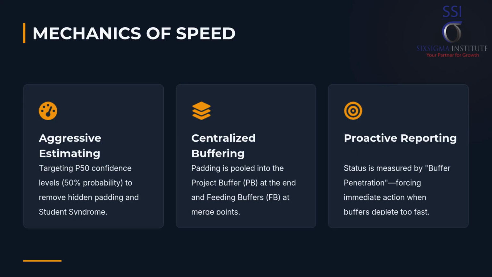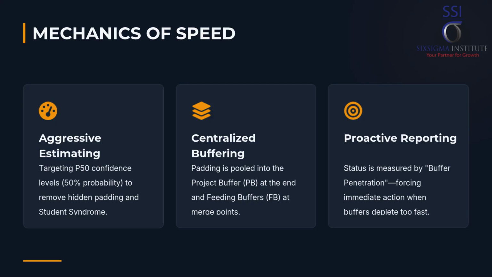Centralized buffering. The safety buffers removed from individual tasks are pulled together and placed strategically at critical points in the project schedule. Project buffer: placed at the very end of the critical chain to protect the final project completion date from delays occurring anywhere along that chain. Feeding buffers: placed where a feeding chain, a non-critical path that feeds into the critical chain, joins the critical chain. This buffer protects the critical chain from delays on the feeder path.